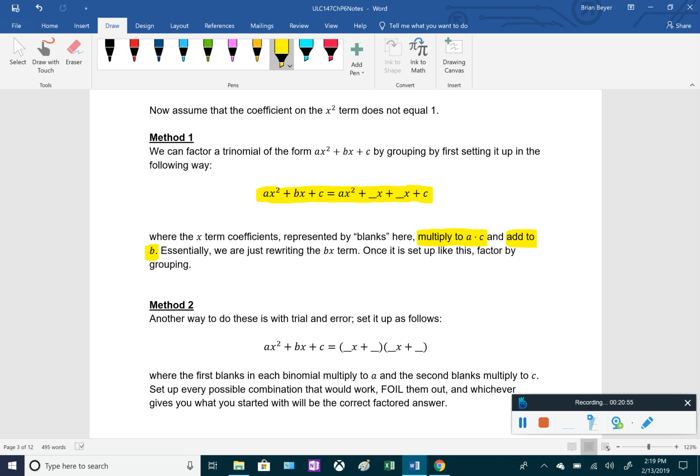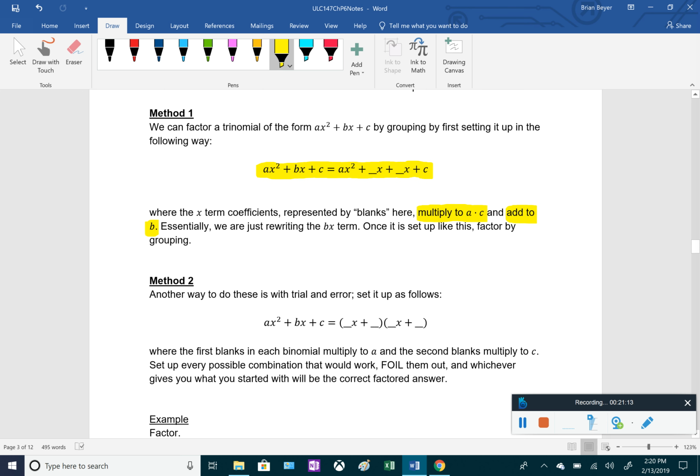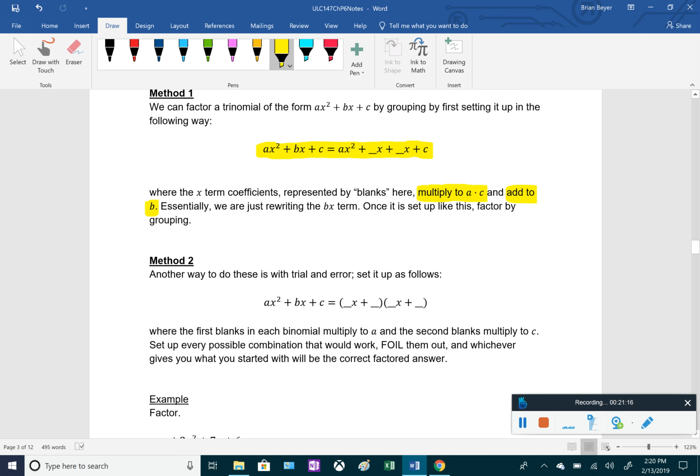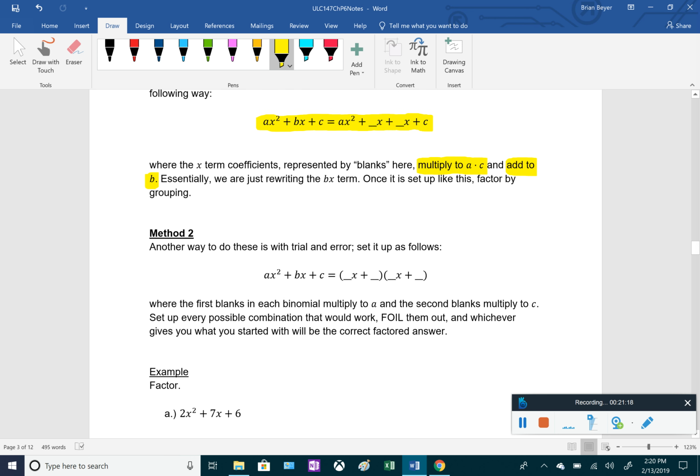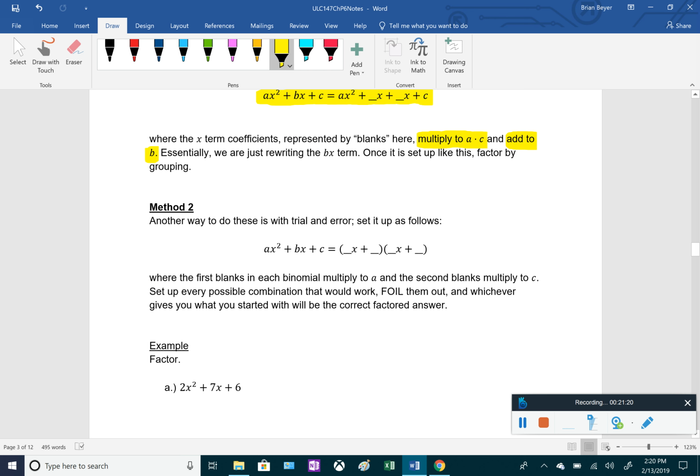So first, we have to multiply the leading coefficient a times the constant c and get a value. And then we have to think of two numbers that multiply to that value that also add to b. So we're just rewriting the bx term, and then once we have it set up like that, we're going to do it by grouping. So that's the first way to do it. It's not as bad once you actually figure out the numbers. Then it's just essentially grouping after that.